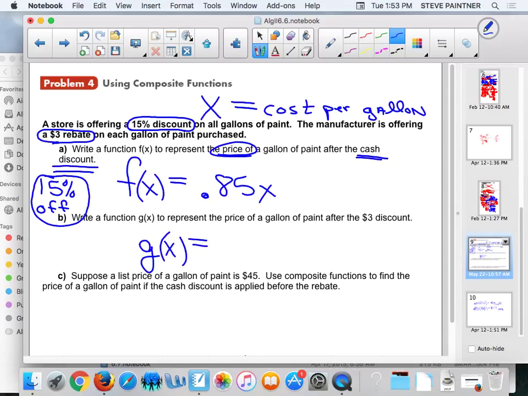Say it. X minus 30. Yes. Here's the cost of the paint. My rebate will give me $3 back. I'll just subtract 3 off the gallon. Good? Okay, we're getting there, guys.